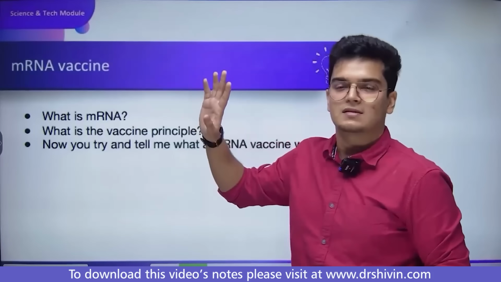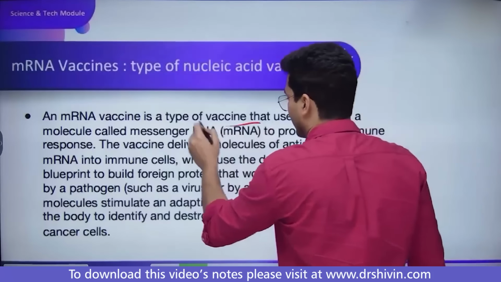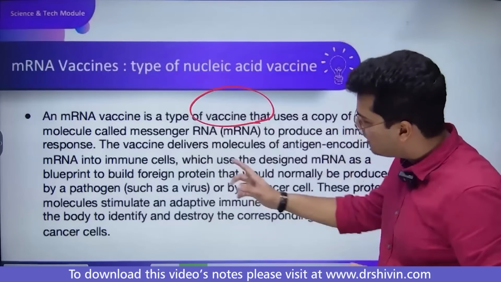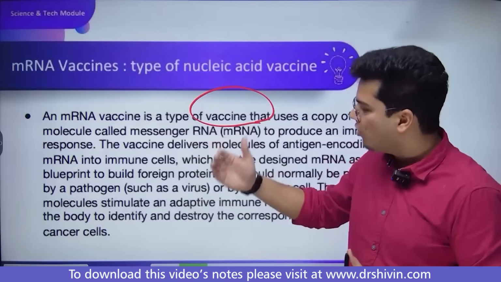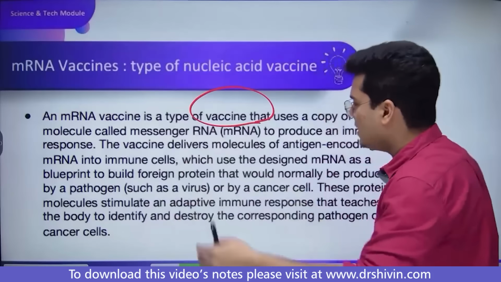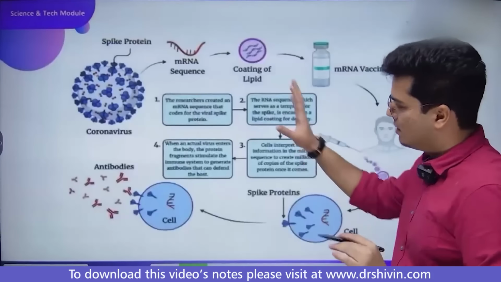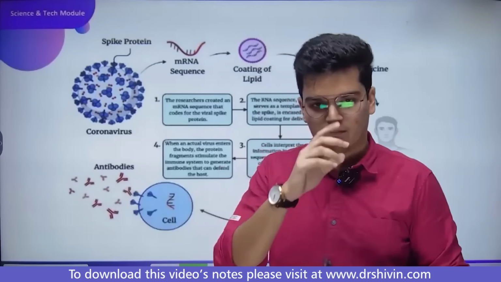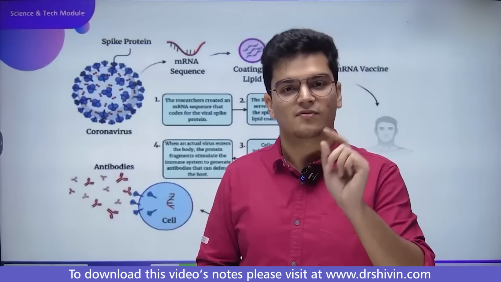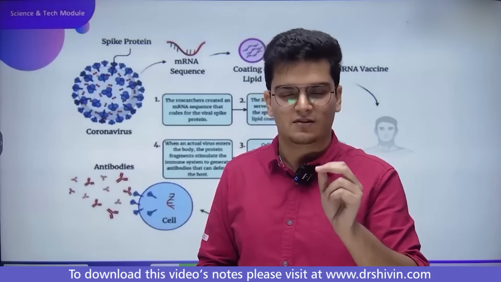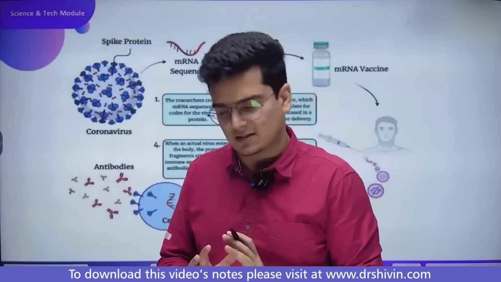Now mRNA vaccine. Okay. mRNA vaccine is a type of vaccine that uses a copy of messenger RNA. We are using the mRNA of the pathogen to generate antigen. Now let me show you how this is happening. mRNA vaccines became very famous in COVID because many COVID vaccines like Pfizer vaccine, Moderna vaccine were mRNA based vaccines. So let's see how a mRNA vaccine works.